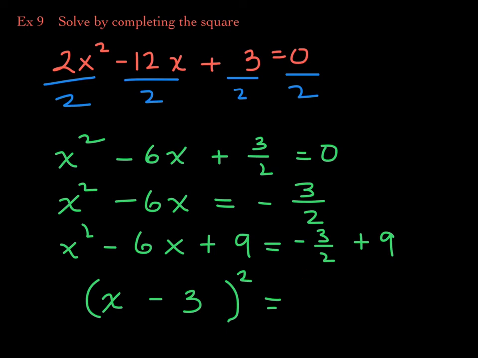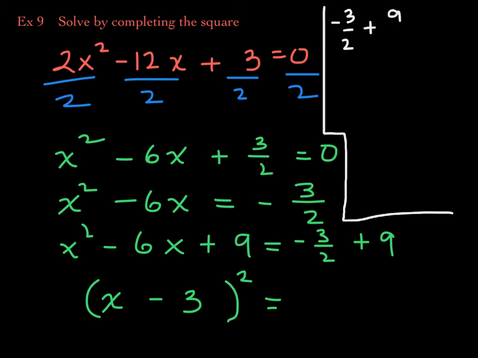Allow me to kind of bring your attention over here just for a minute. Okay? You have negative 3/2 plus 9. Negative 3/2 plus 9. Now don't forget that 9 really has a 1 as the denominator. 9 is the same thing as 9 over 1. Now the LCD for these two fractions is 2.